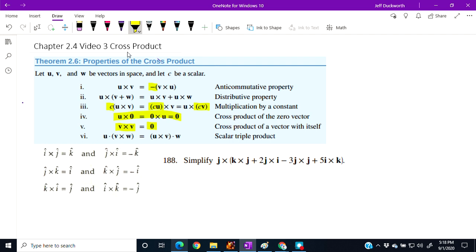All right, so let's take a look at a problem. Actually, before we do, there's a few different things that we have for the unit vectors and cross products. So i cross j, j cross k, and then k cross i all will give you the third unit vector. I cross j will get you the k vector. J cross k will get you the i vector, and k cross i will get you the j vector, and then the anti-commutative property works if you do them in the opposite order.